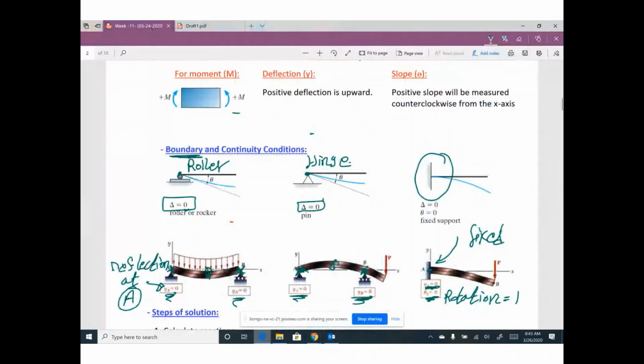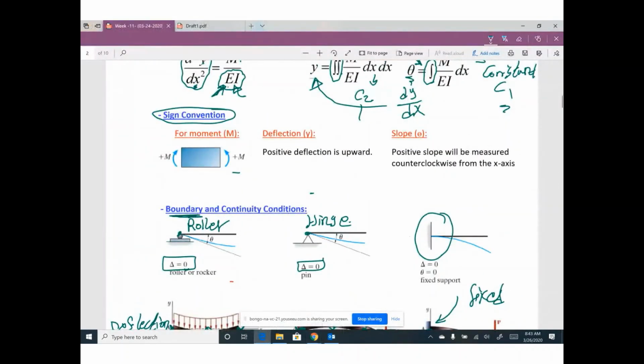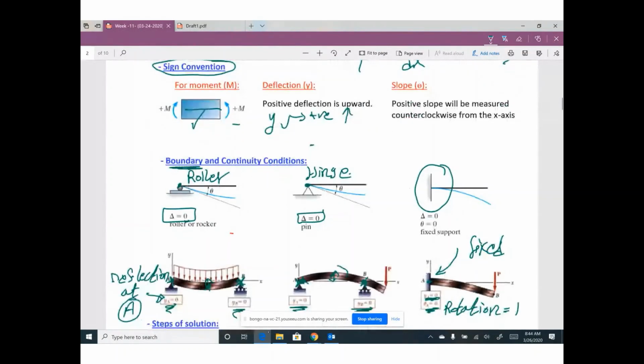And also last time we had something called sign convention. For moment, you have to assume your moment to make your member smile. If you have a positive value for y, that means this point went up, like this point for example. If your value of y is negative, that means your point went down, like this point, or this point. If theta is positive, that means it's counterclockwise, and I will let you know what counterclockwise means. And if theta is negative, it's clockwise.